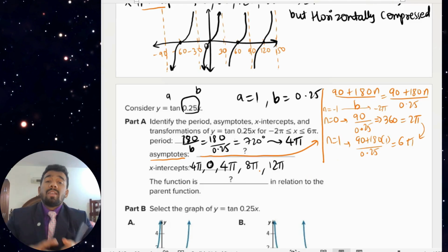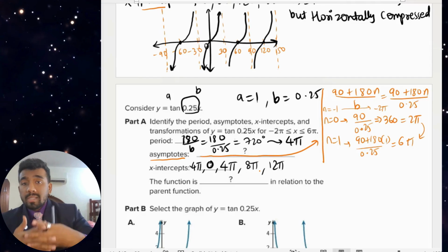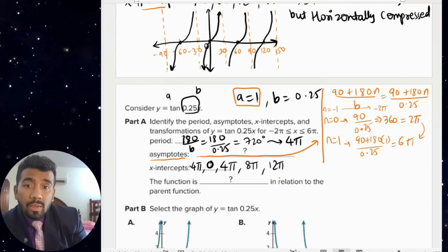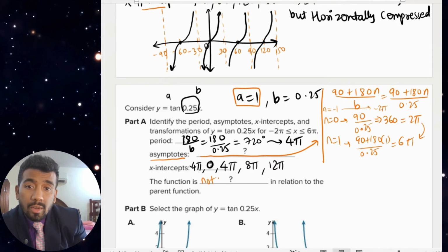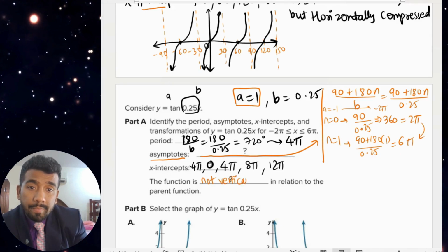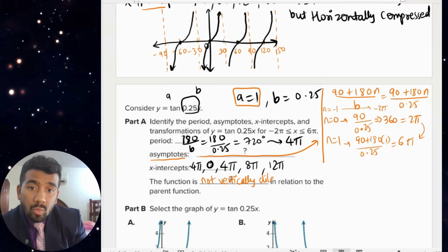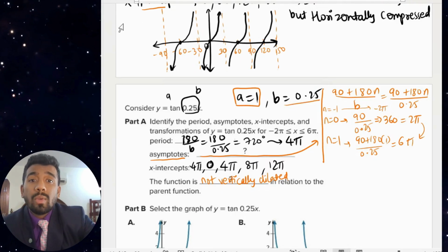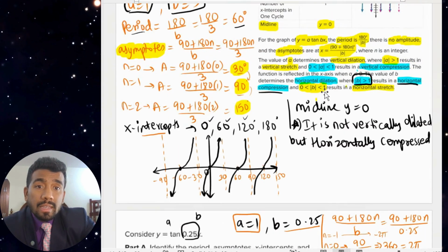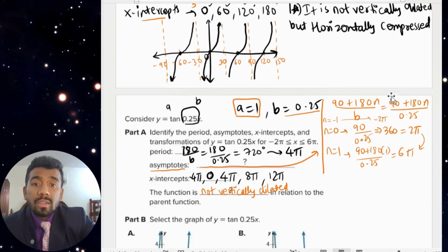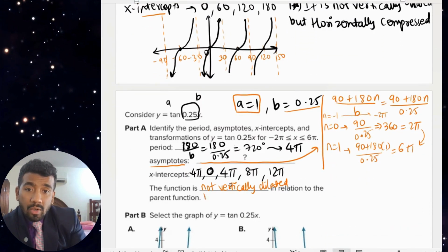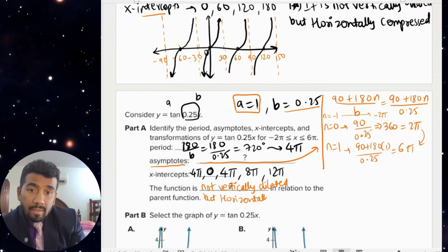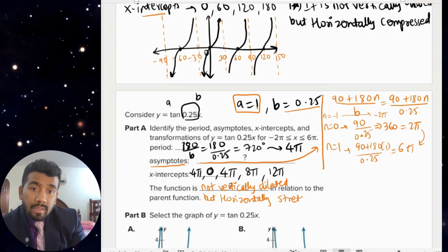Whether the function is vertically stretched or vertically compressed depends upon A. A is 1, so the function is not vertically dilated. But what about B? B is 0.25, that's less than 1. Whenever it is less than 1, it's horizontally stretched. So it's not vertically dilated, but horizontally stretched.